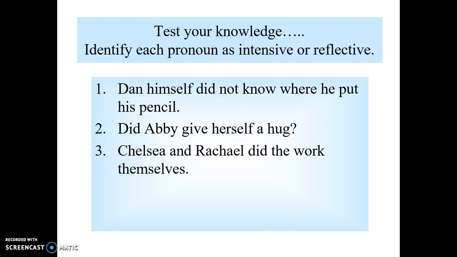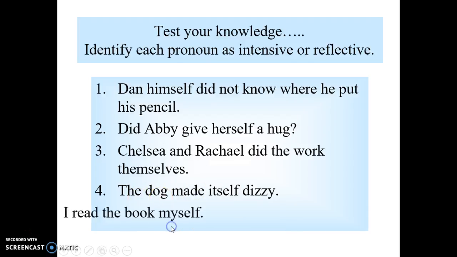Number 3. Chelsea and Rachel did that work themselves. Could you take out themselves? Chelsea and Rachel did the work. Doesn't change the meaning of the sentence at all. Intensive or reflexive? Number 4. The dog made itself dizzy. Well, this one's easy. The dog made dizzy. Changes the meaning totally. So intensive or reflexive? Remember, it self-reflects dog or intensifies dog, whichever it could be.